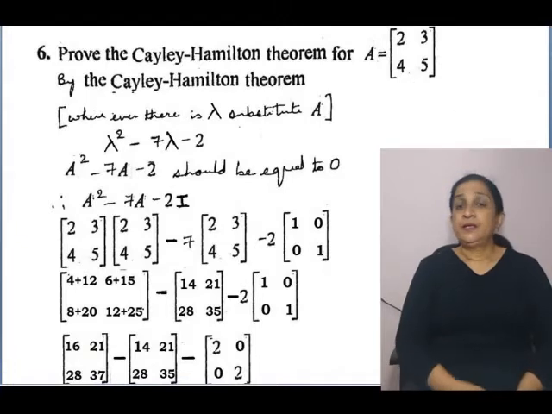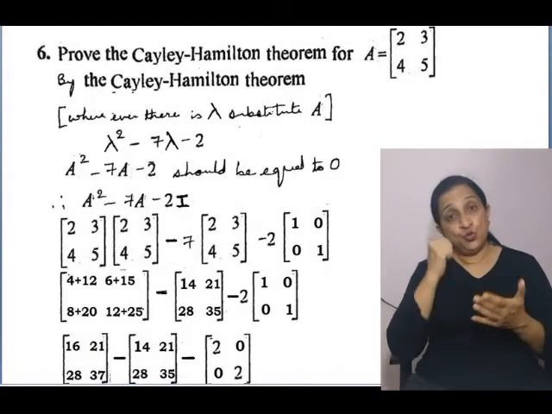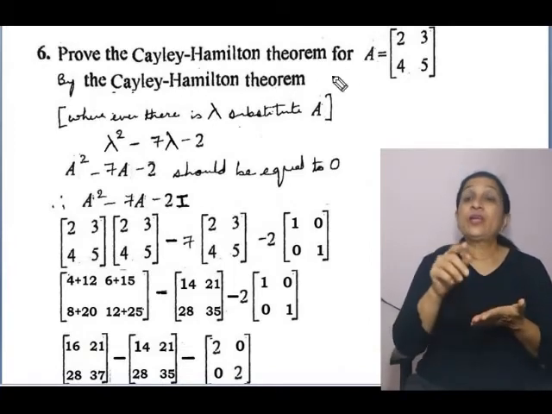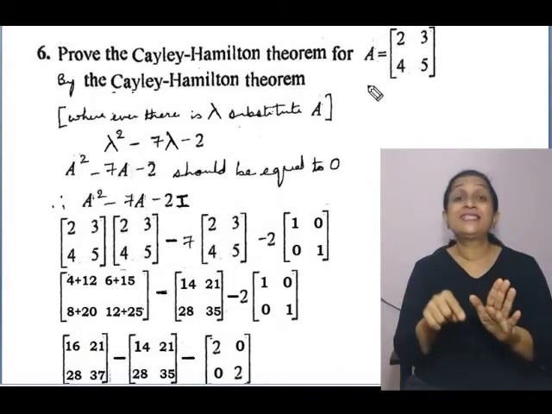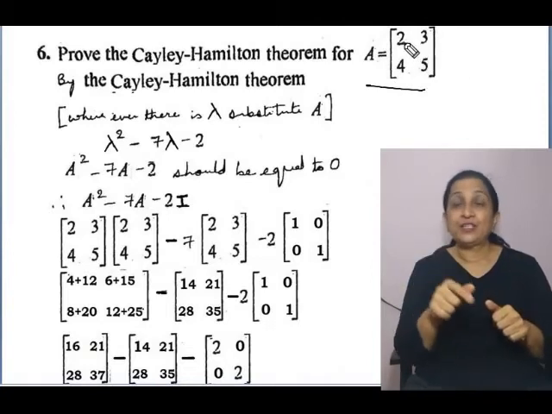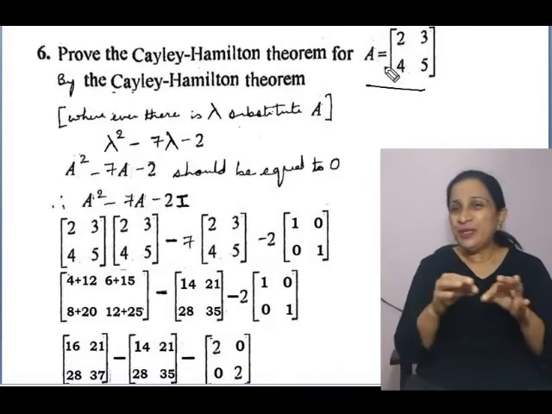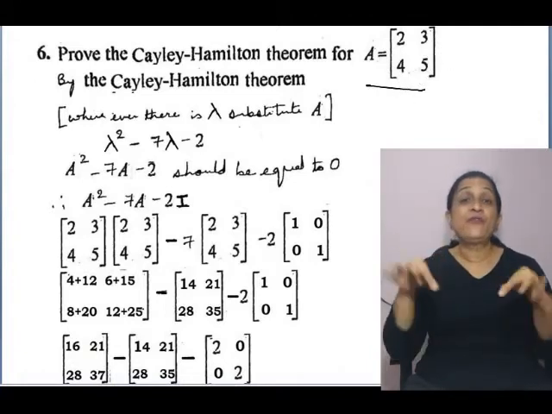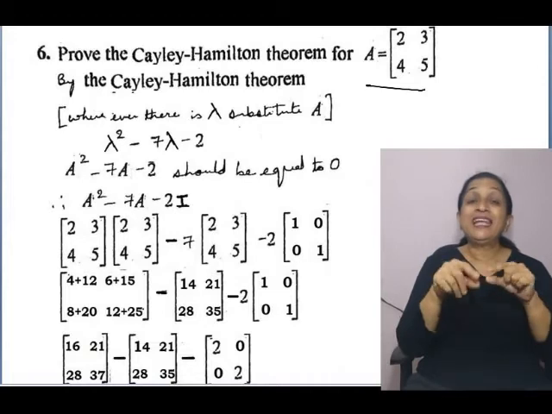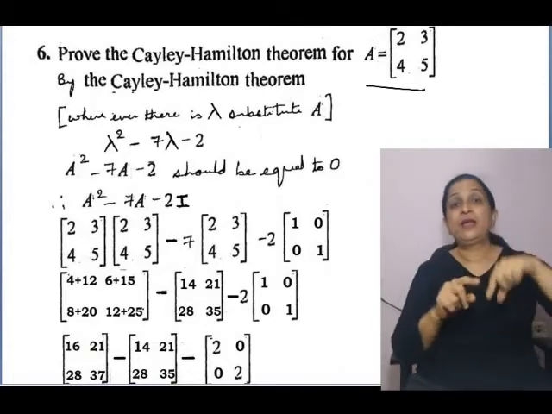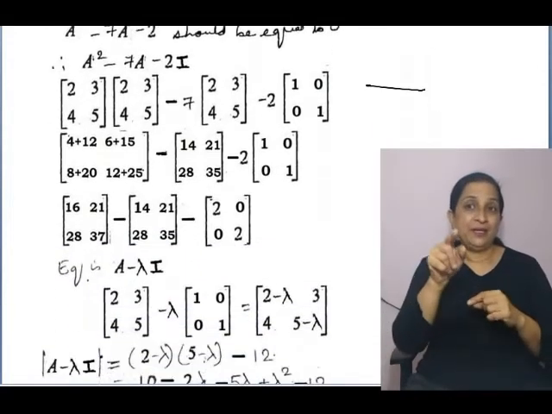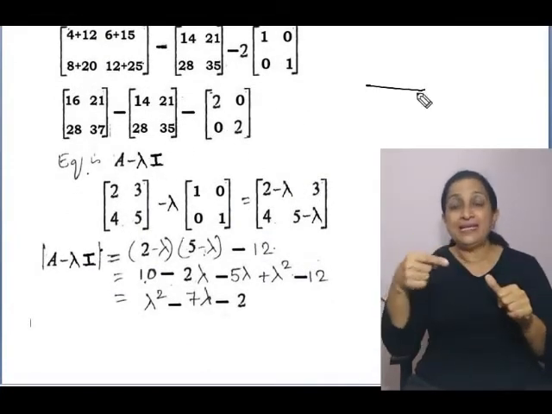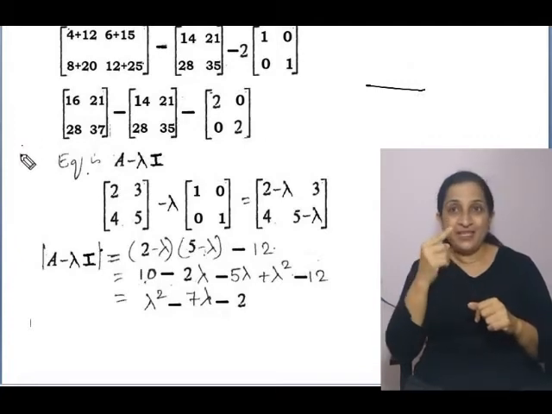There will definitely be one problem on Cayley-Hamilton theorem, and they will say prove Cayley-Hamilton theorem for this value A is equal to the 2 3 4 5 matrix. First, for this what you have to do is find the value of lambda, using the equation. That lambda value you have to find out. In fact, this is the part A, first part.